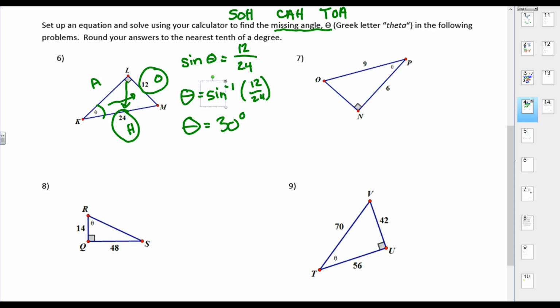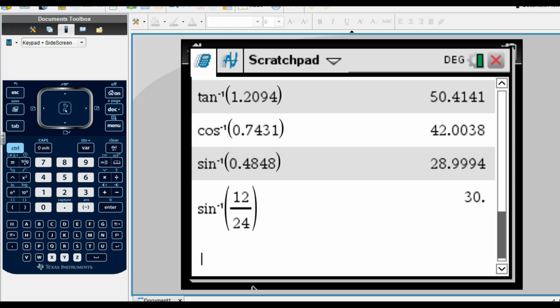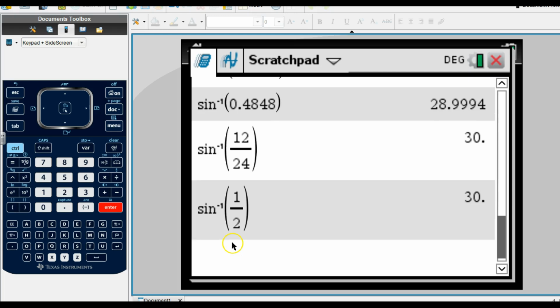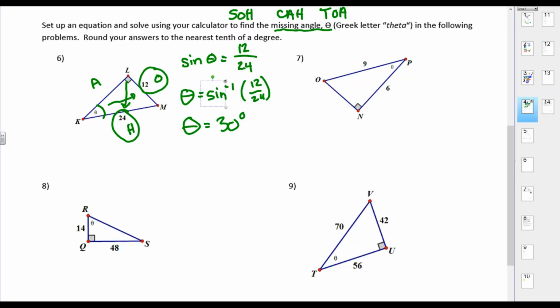Now, something kind of cool about this is if you notice 12 over 24 is reducible. If I had done the sine inverse of 1/2, I still get 30 degrees. So if you reduce that fraction, you get the same answer.